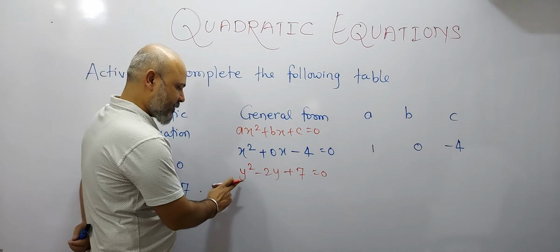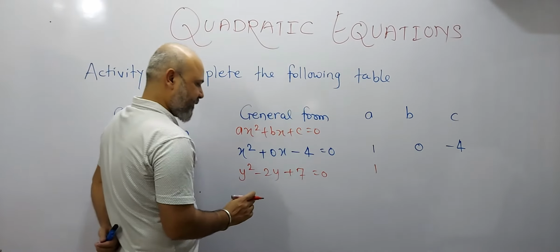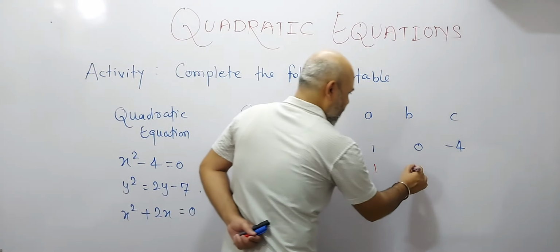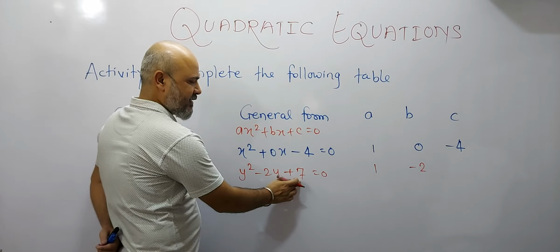What is a? A is the coefficient of y square, so you get a is 1 here. What is b? B is the coefficient of y, which is minus 2. And what is c? C is the constant, and the value of the constant is plus 7.